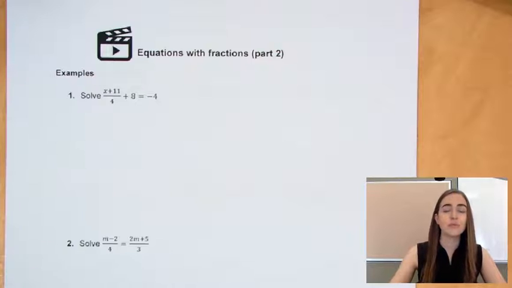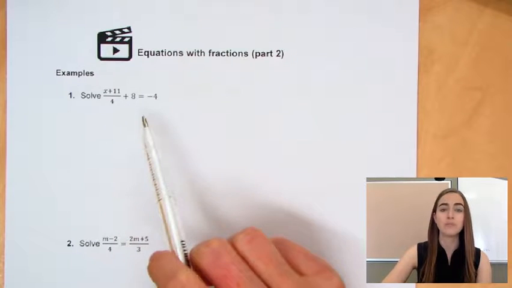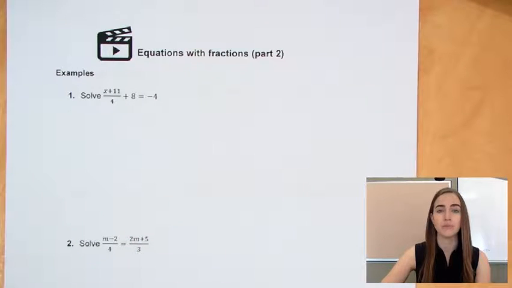In our last video, we started having a look at equations that involved fractions. In this video, I want to start having a look at some more complex equations that still involve fractions though. So we're going to dive straight into a few examples. So in this first one, we've got x plus 11 all over 4 plus 8 equals minus 4.